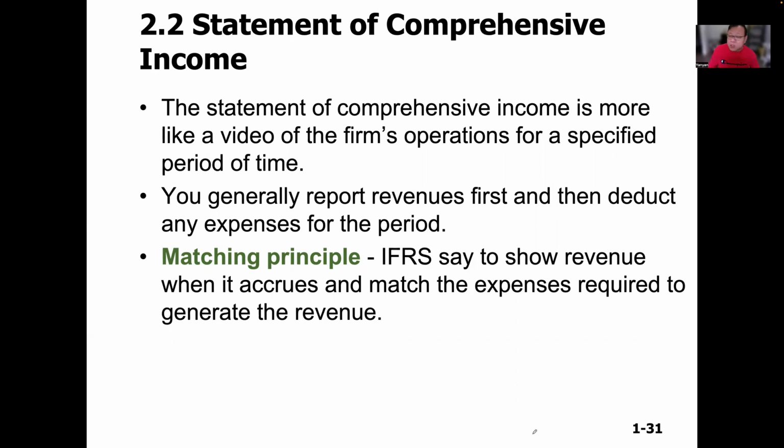IFRS honors the matching principle, which says that to show revenue when it accrues, you must match the expenses required to generate that revenue. So if you have a building and you use that building to host classes, yoga classes, that business requires a space, right? Or you use that building for ballet dancing players. In that case, that building generates a lot of revenue because these people, when they come to your building, pay money, they pay membership. The idea is you have to match the expenses required to generate the revenue.